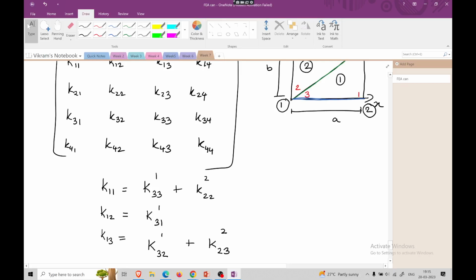What will be K31? K23 at the first element, K32 at the second element. Yes. Sorry. K32. K21 at the first element. Okay.